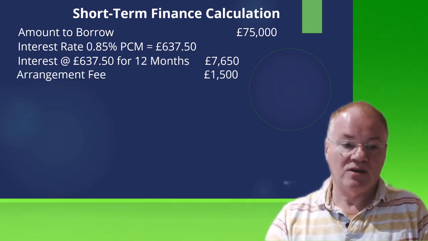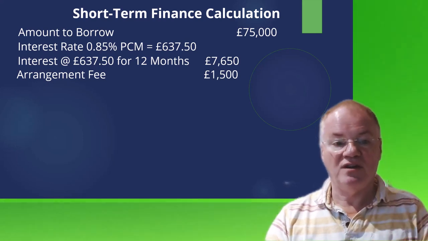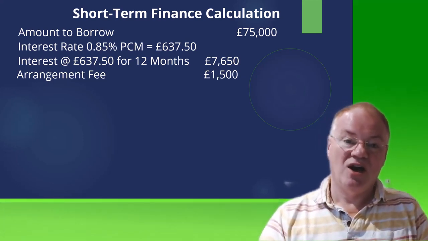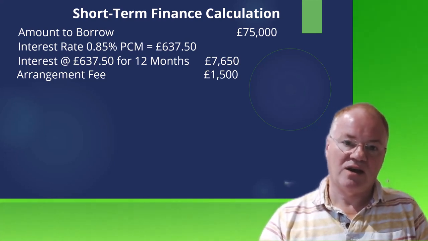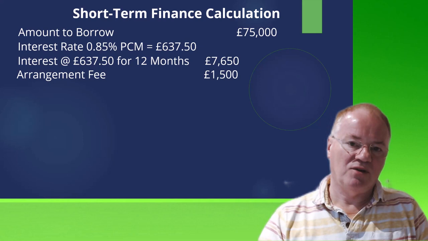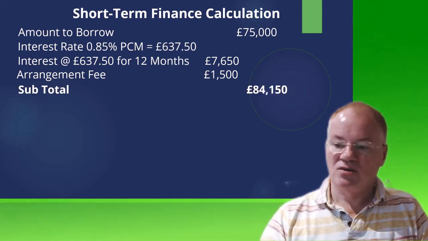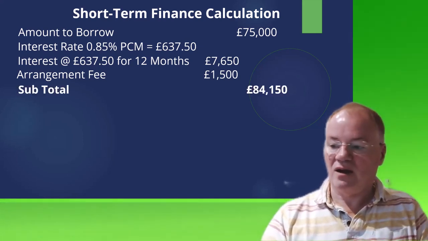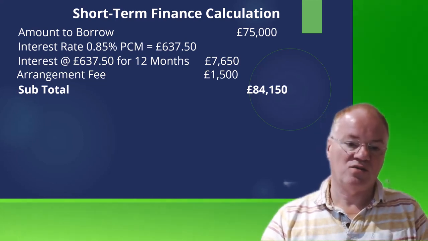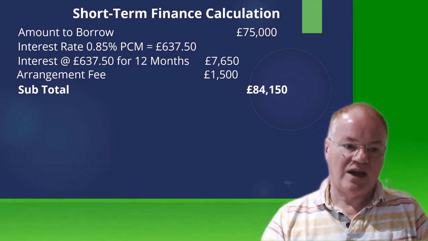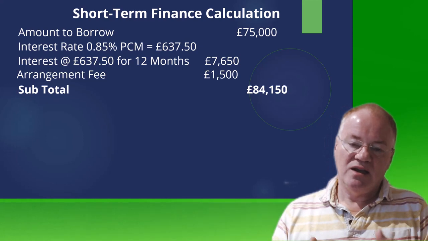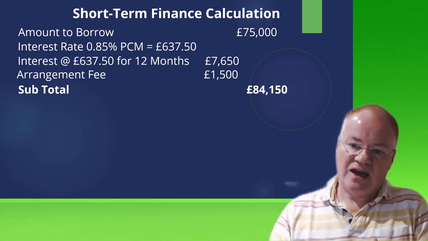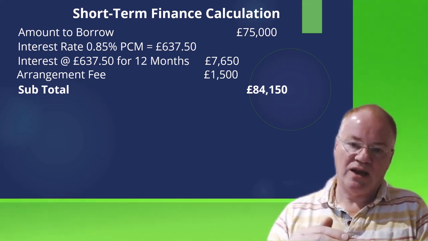There's typically going to be an arrangement fee. In this case, we're talking about £1,500. It's usually a percentage of the total loan, or the initial loan, which is 75,000 in this case, typically between 1 and 2%. So now we have a total loan, or subtotal should I say, of 84,150. We're going to have an arrangement fee in addition to a revised arrangement fee, because what they actually do is they add all that into the top line of your finance.